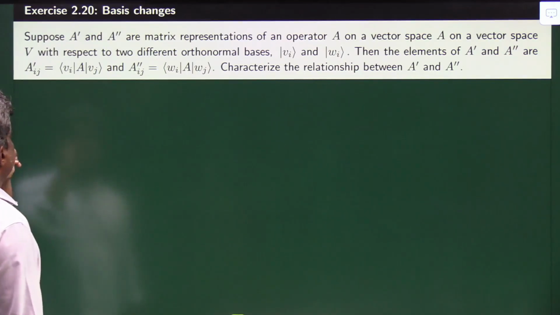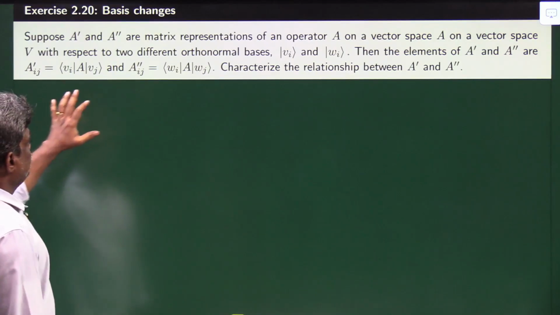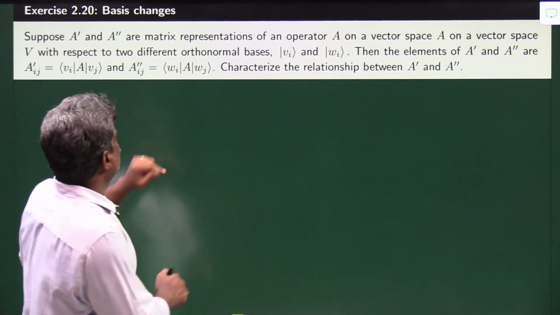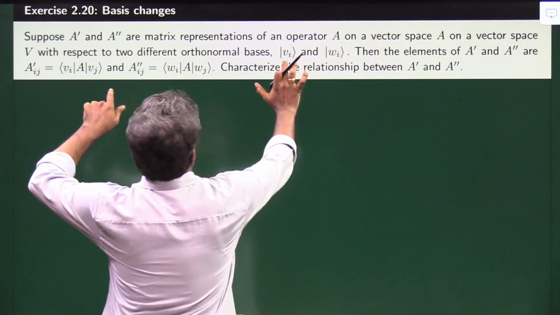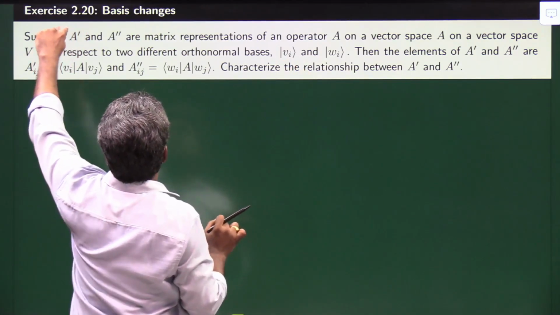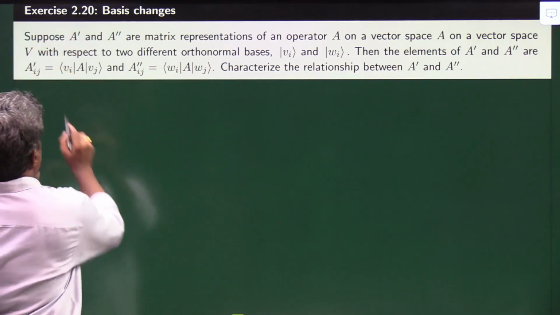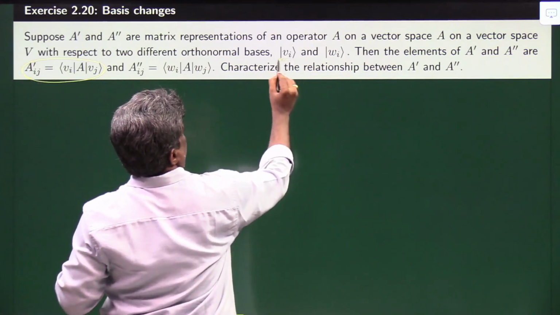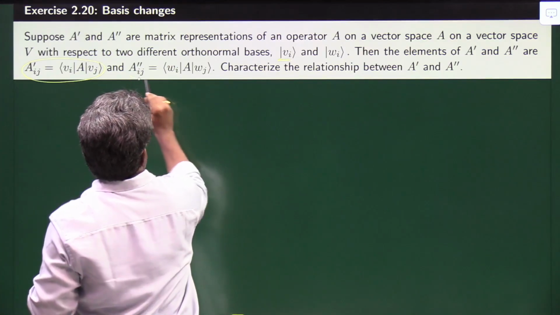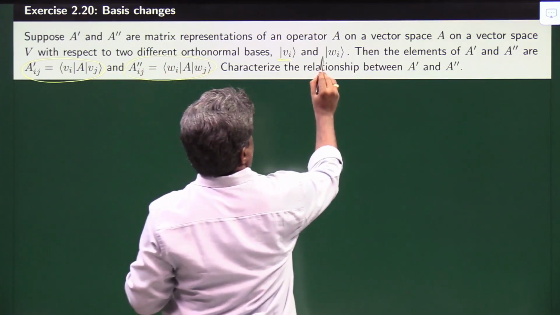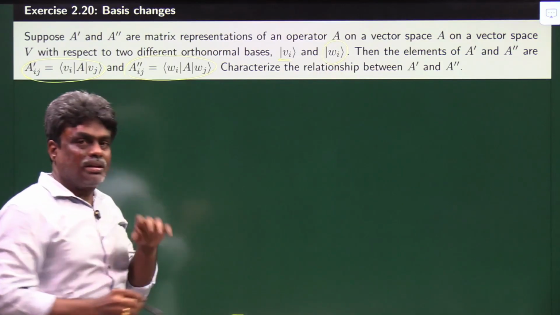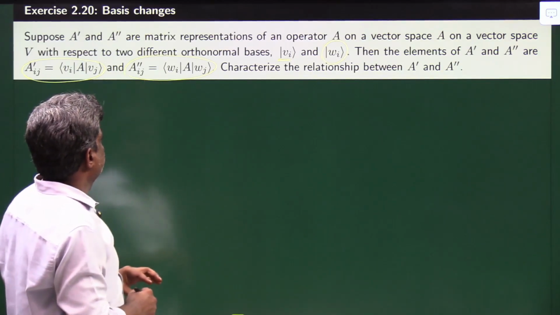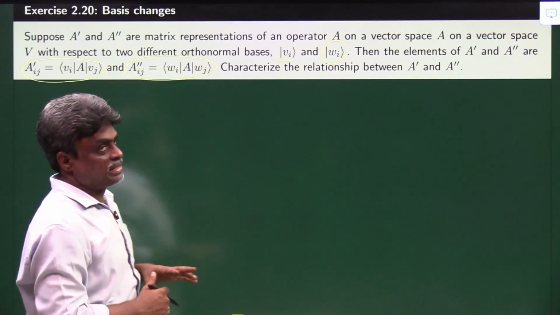Right. So here this is our next question, and here they have given the matrix representations in two different bases. In the basis Vi, the matrix is given by A prime, and this is the corresponding matrix element in this basis. And here this is the matrix element representation in this basis. So now what they are asking is a relation between that A prime and A double prime. So we have to find the relation between these two matrix elements.